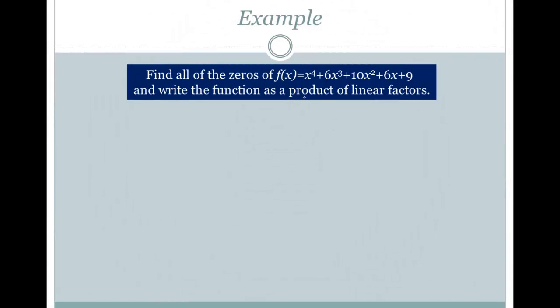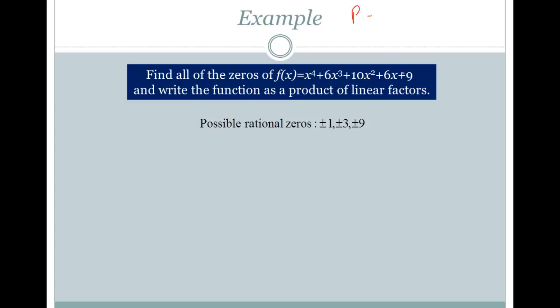Now we have x to the 4th. On the right is a product of linear factorizations. Okay, so I want to find all the zeros here of this function. We know our possible zeros. We use our rational zero test. Remember, it's p over q.